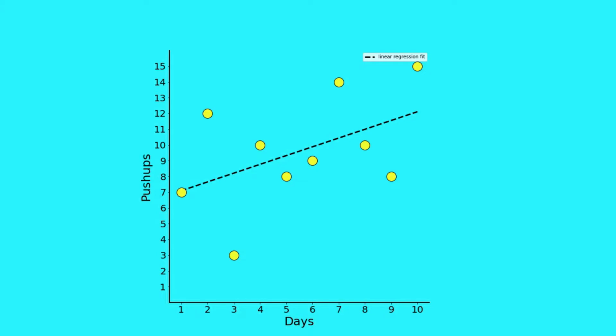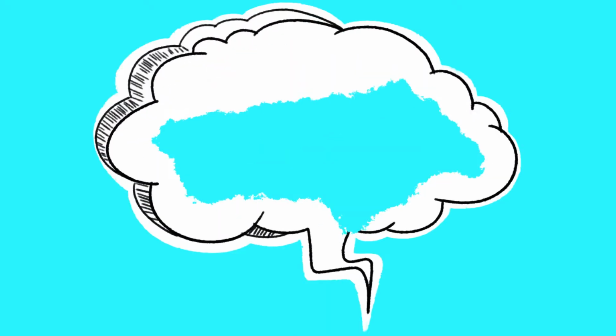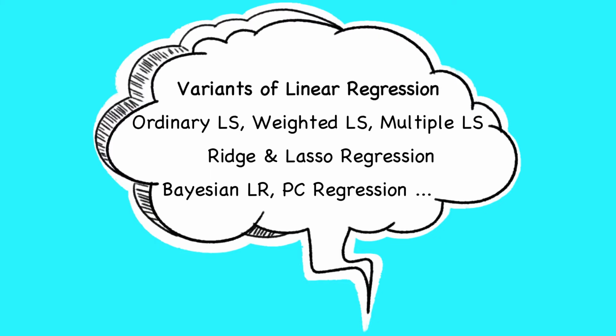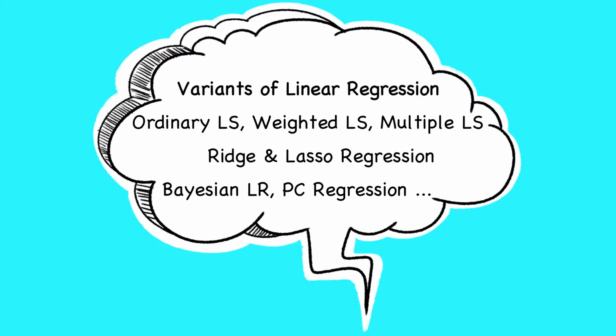Nice. You can see that the line Percy calculated using the linear regression algorithm doesn't go through any single data point, but captures the trend of the entire dataset. Now, there are many types of linear regression, and the one Percy implemented is called ordinary least squares regression.